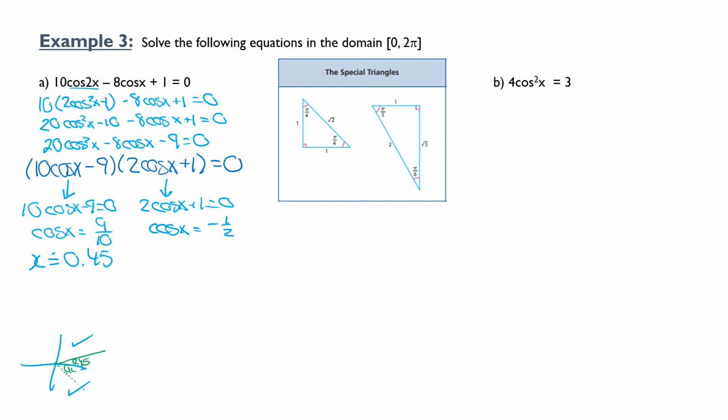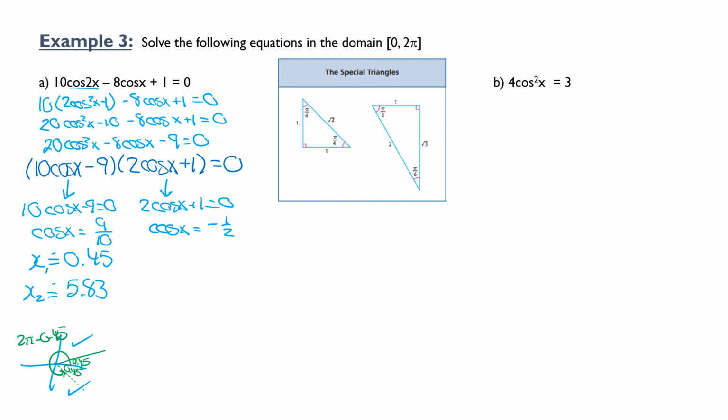There's my 0.45. And I want to rotate all around there. What I'm going to be doing mathematically is 2 pi minus 0.45. That will give me my second x answer. So my x1 is 0.45. My x2 is 2 pi minus 0.45, which is about 5.83. Okay, there's my two answers. I've got both quadrants, so I'm sticking within my domain for the question.